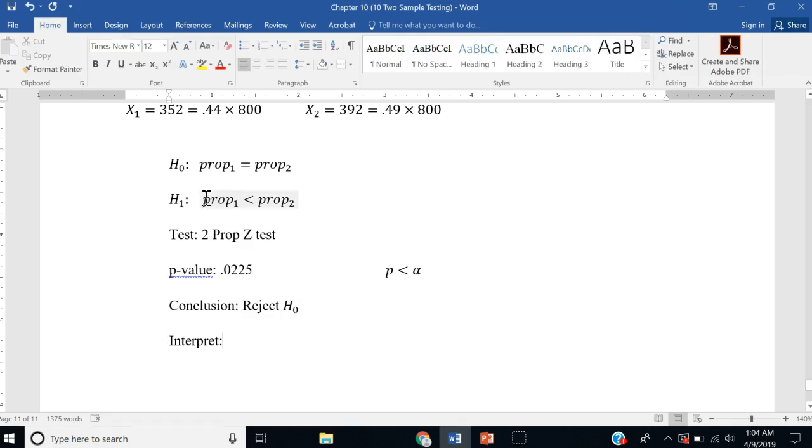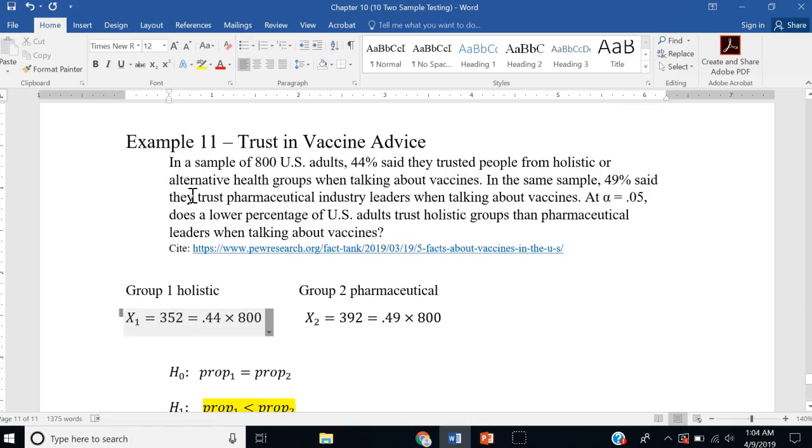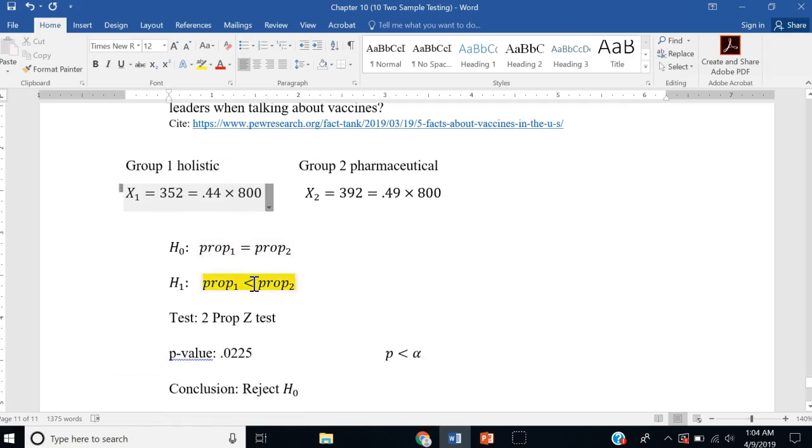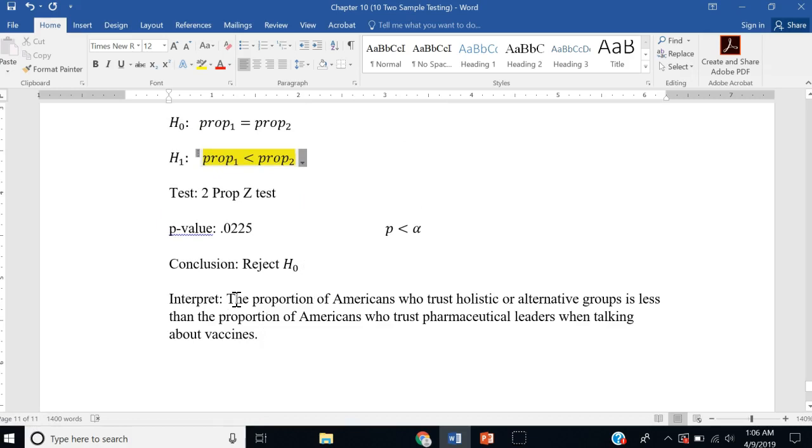If I reject my null hypothesis, then the alternative must be true. So the proportion of Americans who trust holistic or alternative groups is less than the proportion of Americans who trust pharmaceutical leaders when talking about vaccines. All right. So there it is. I skipped the typing there just to speed things up. The proportion of Americans who trust holistic or alternative groups is less than the proportion of Americans who trust pharmaceutical leaders when talking about vaccines.